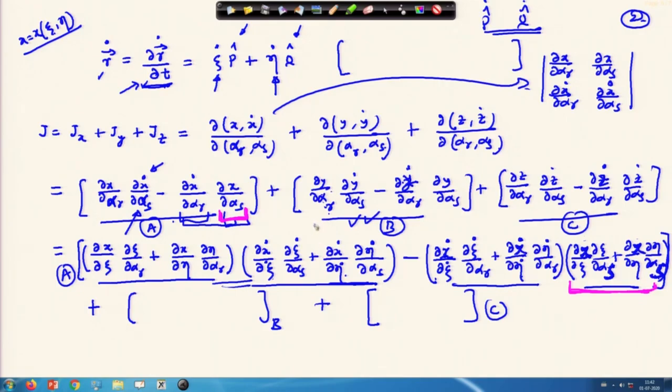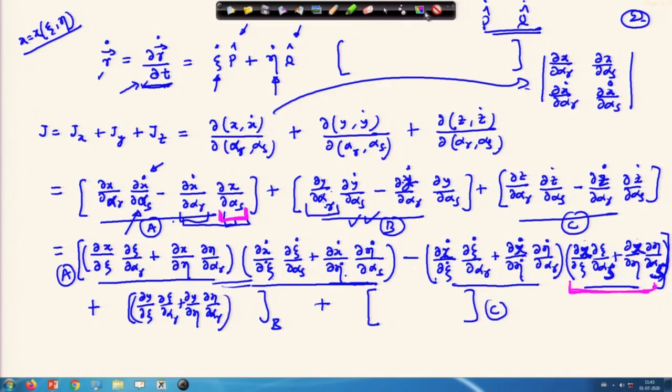Okay. So, this part we have not written here, ∂y/∂α_r. We can expand it, and if we expand, we have to write it again in terms of ξ and η. So, ∂y/∂ξ times ∂ξ/∂α_r, plus ∂y/∂η times ∂η/∂α_r. Okay, this is this part.